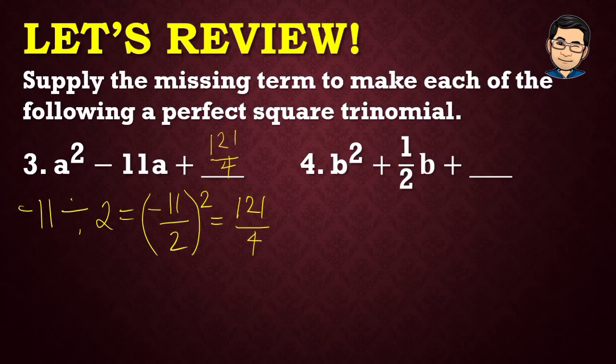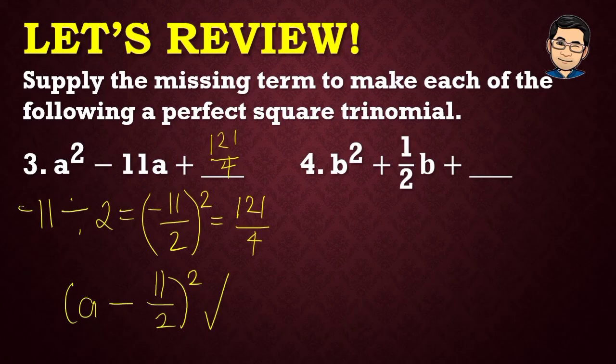Now, what is the factored form of this? That is a minus, what is the square root of 121? 11. The square root of 4 is 2. So a minus 11 over 2, squared, is the factored form.